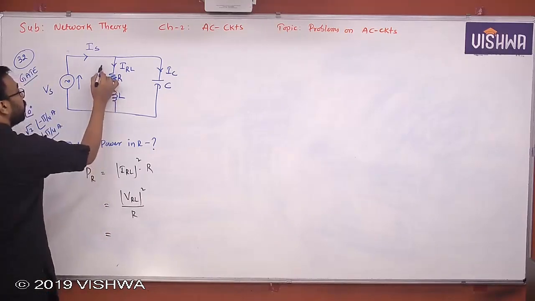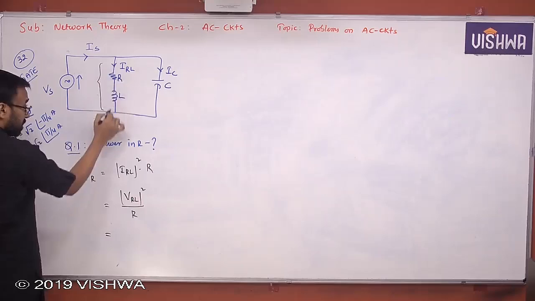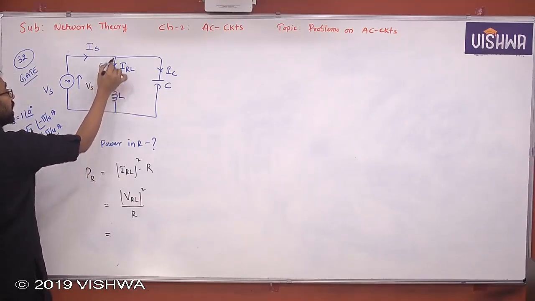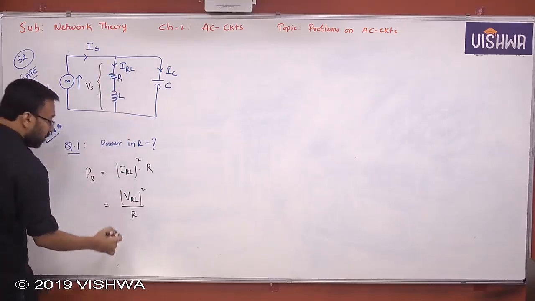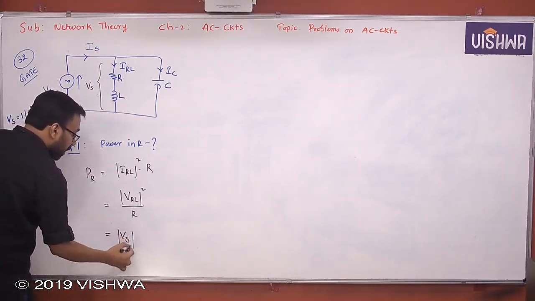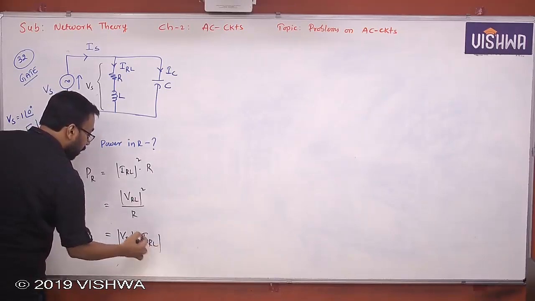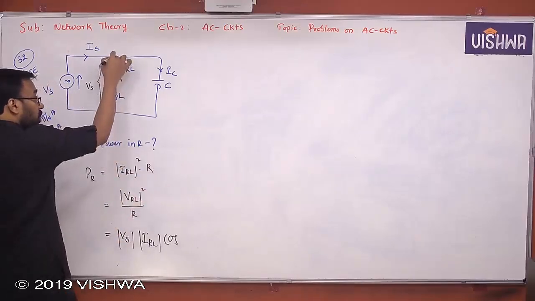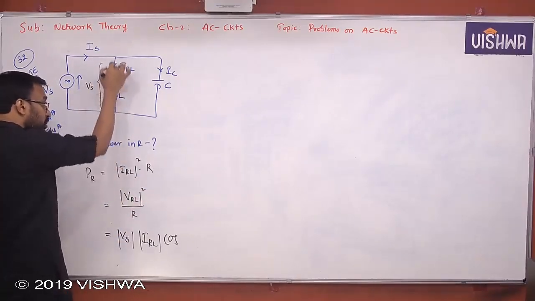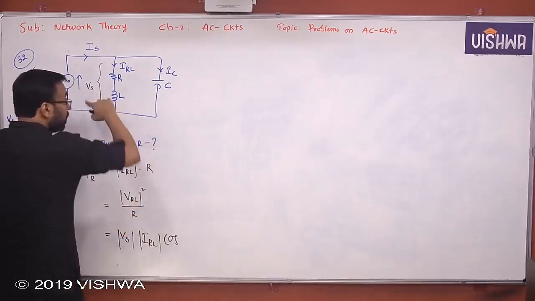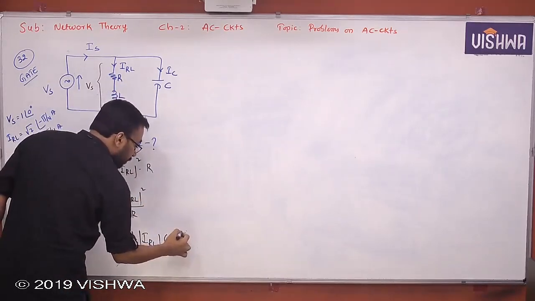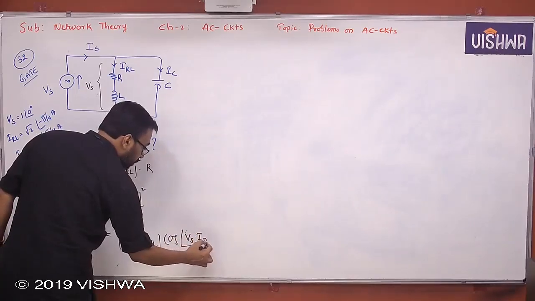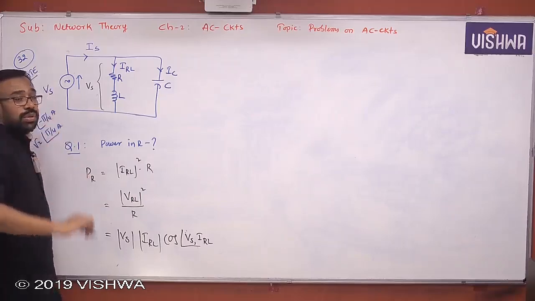Or else, if you know the voltage across the total impedance and the current flowing through it: the voltage across the total impedance is Vs, and the current is IRL. Then you can use Vs magnitude into IRL magnitude into cos phi, that is V I cos phi. V is the voltage across the impedance, I is the current through the impedance, and phi is the phase angle difference between voltage and current, cos of the angle difference between Vs and IRL. Clear all of you? This is how you are supposed to solve the problem.